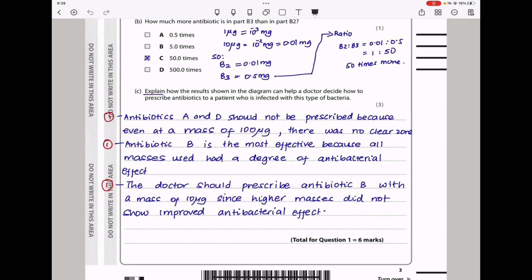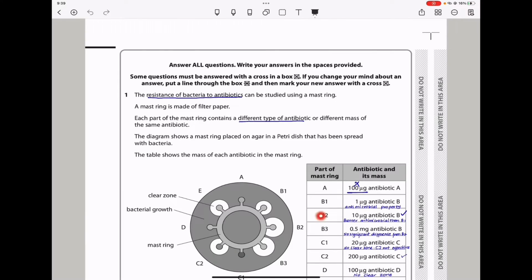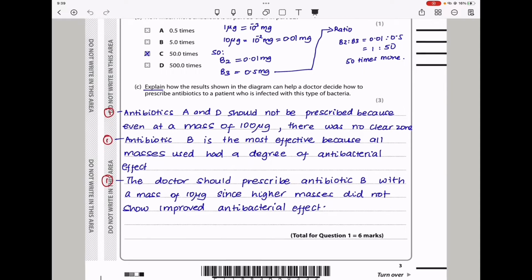So here I said, antibiotics A and D should not be prescribed because even at a mass of 100 micrograms, there was no clear zone. Antibiotic B is the most effective because all masses used had a degree of antibacterial effect. So the doctor should prescribe antibiotic B with a mass of 10 microgram since higher masses did not show improved antibacterial effect. So the one with 10 microgram, of course, is going to be antibiotic B2, which we saw here, this one here. So this brings us to the end of question 1. Let's continue to question 2.